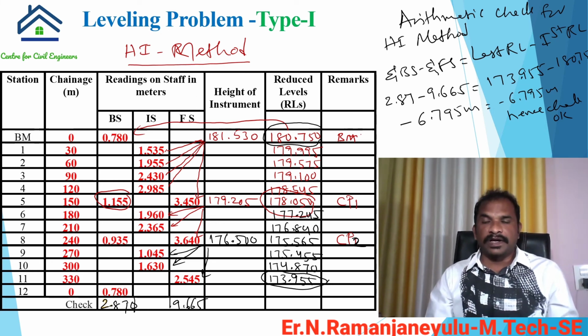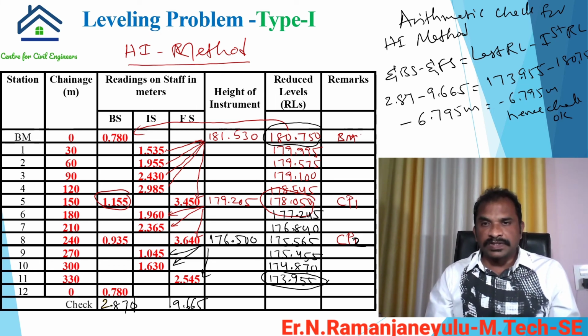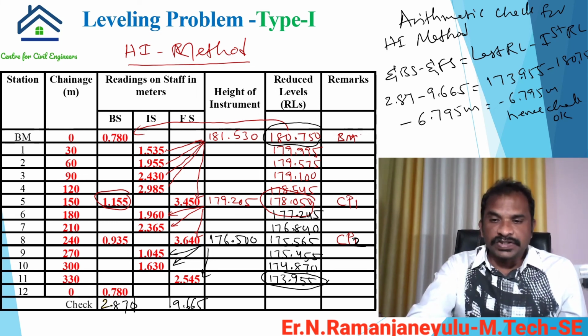Likewise, we have to apply the arithmetic check. When you get both values, LHS and RHS, the same, that indicates your calculations are correct. So likewise, we have to calculate the HI method also.